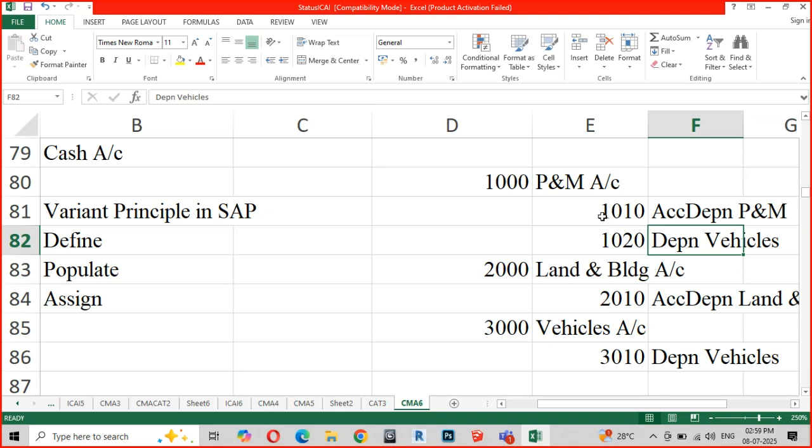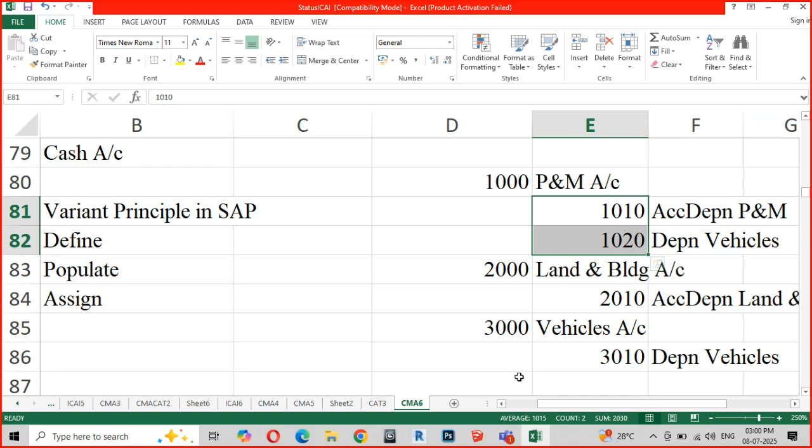Did you see this? This is your balance sheet accumulated depreciation. This is your current year depreciation. 1020 is the general ledger account for your current year depreciation, for a profit and loss account. So like this, you should be in a position to design your chart of accounts logically. There has to be some logic. It cannot be random numbers.